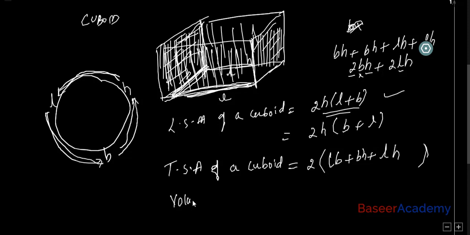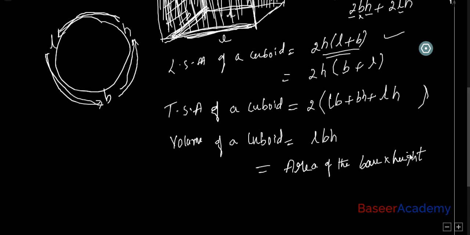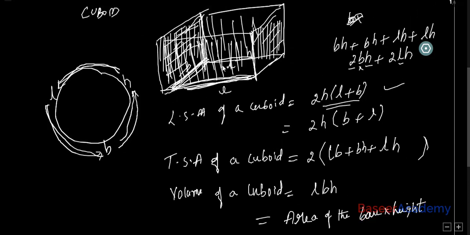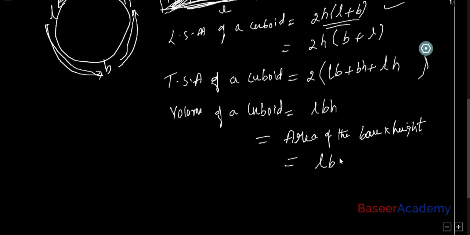And the volume of a cuboid is L into B into H. In general, the volume is area of the base into height. In general, the volume is derived using this thing, area of the base into height. If you look at the base of a cuboid, it is in the shape of a rectangle, and we know that the area of a rectangle is L into B, right?